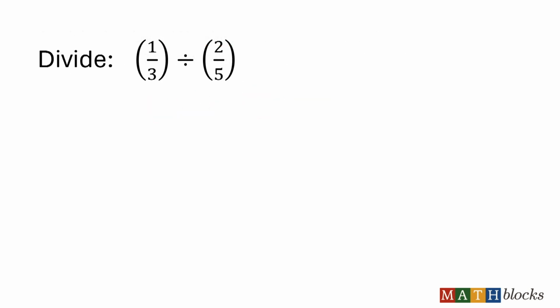To divide two fractions, remember the rule is that we're going to multiply by the reciprocal of that second fraction. So for something like 1/3 divided by 2/5, this is going to be the same thing as 1/3 times the reciprocal, 5/2. And again, when we want to multiply two fractions together, we can do this by multiplying straight across. So this would be 1 times 5 over 2 times 3, or 5/6.